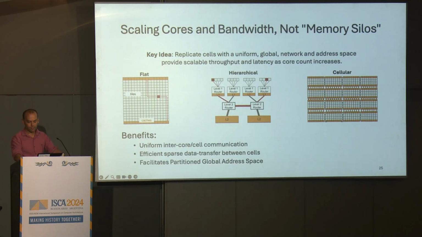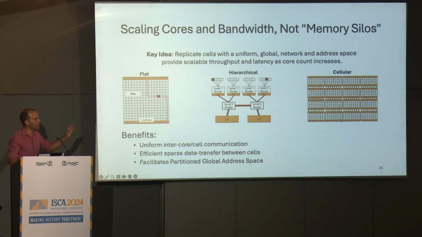Now, finally, onto the final piece of the HammerBlade architecture. And this is the idea of replicating the cells in a uniform global network. The key idea here is that we can replicate these cells to create both a uniform global network and our global address space, a partitioned global address space. This is in contrast to flat mini-cores, which simply have a global flat hierarchy, and hierarchical mini-cores, which communicate between neighborhoods over a hierarchical network.